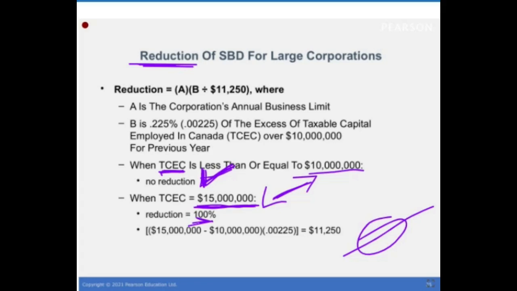So this reduction is calculated by this formula right here, A times, in brackets, B divided by 11,250. So A is your business limit, and B is 0.225%, in other words, 0.00225, of the excess taxable capital employed in Canada over 10 million. And just as a side note, this is for the previous year. It's not this year's number, it's last year's number. So you would basically kind of get that from your balance sheet at the end of the previous year.